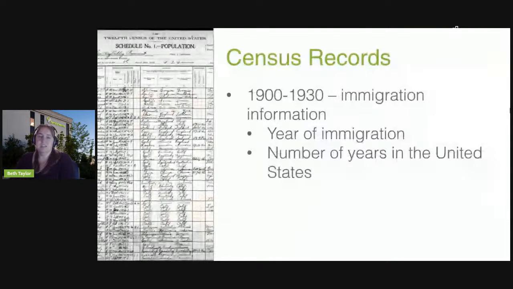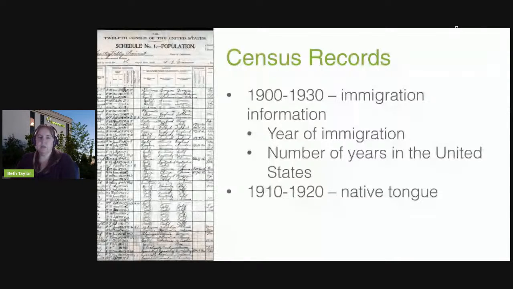From 1900 to 1930, they actually asked about immigration specifically. So they asked for the year of immigration and the number of years in the United States, which you would think would be about the same question, but they do list them as 2 separate answers. From 1910 to 1920, it asks for your native tongue.